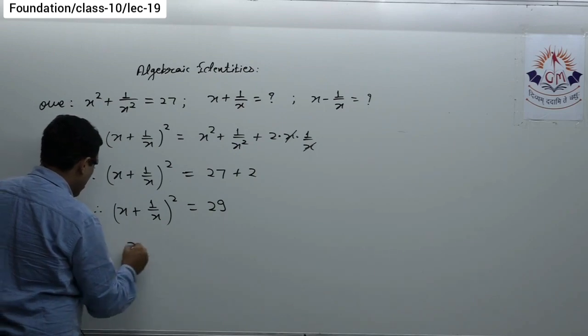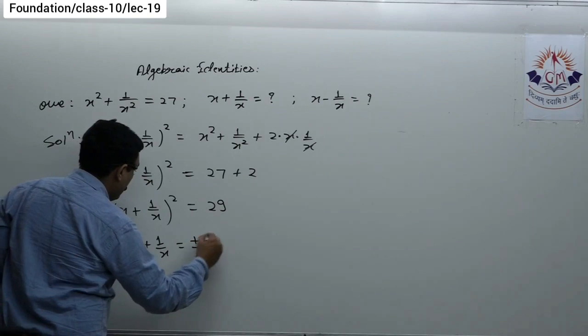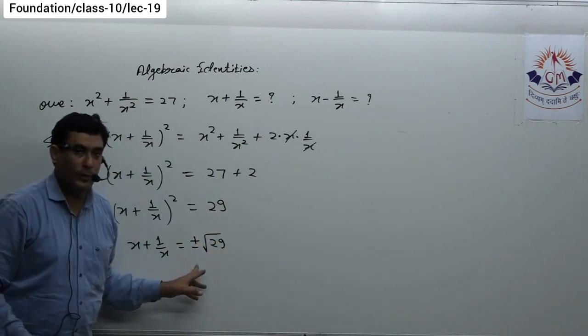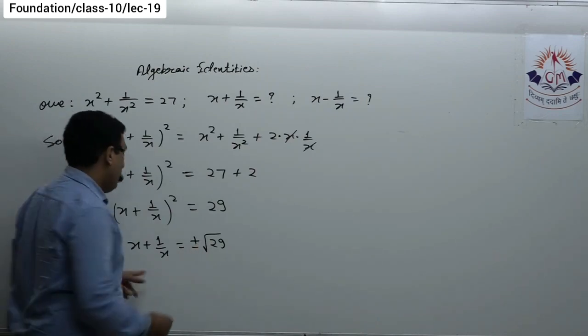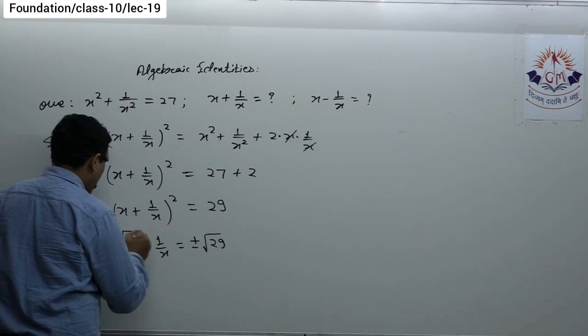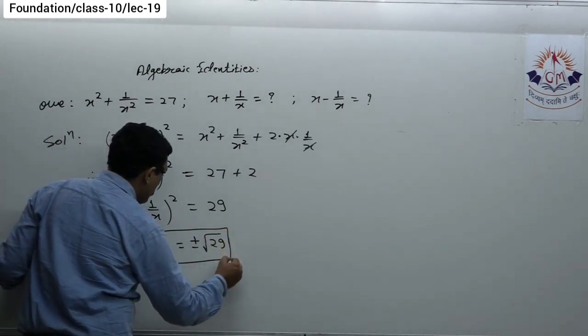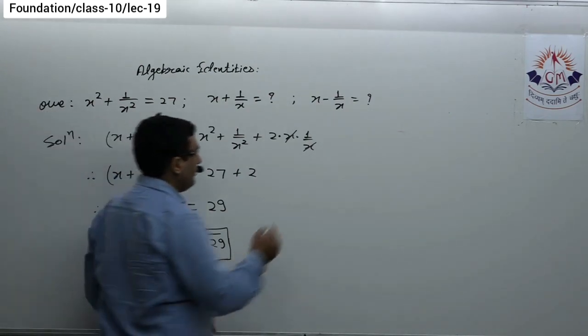So that gives me the value of x plus 1 upon x, that is plus minus root 29. Whenever you find a square root, you have to keep both the signs, positive as well as negative. So the value of x plus 1 upon x is equal to plus minus root 29. Now we need to find the value of x minus 1 upon x.